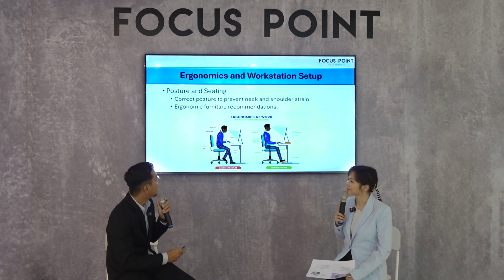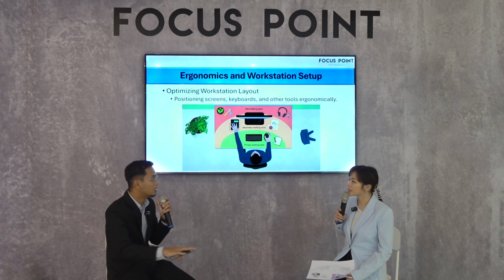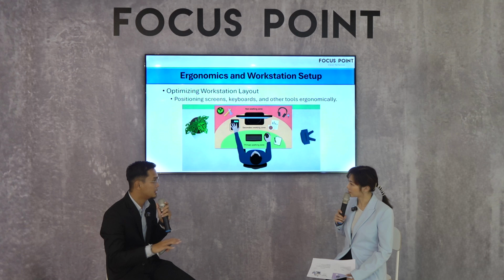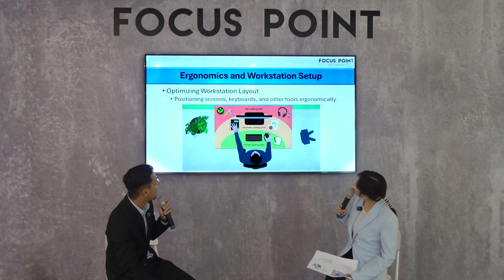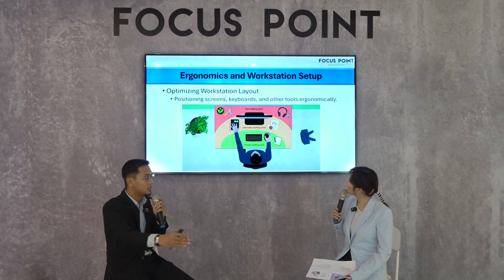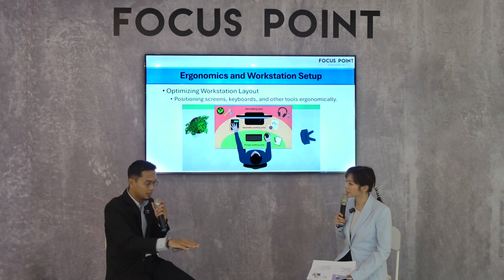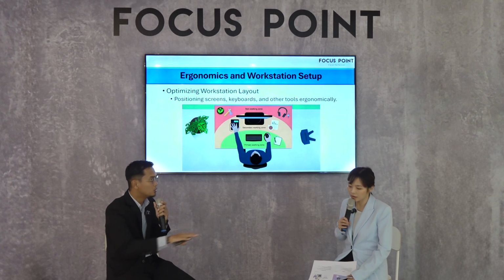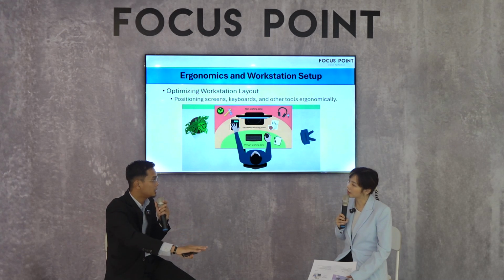Another thing, you have to make sure your workstation layout is optimized. We have a primary working zone, a secondary working zone, and a non-working zone. Normally the primary working zone is about 30 to 40 centimeters, about this distance. So make sure your keyboard and mouse are in that area, not too far away or too near to you. It's about 30 to 40 centimeters.